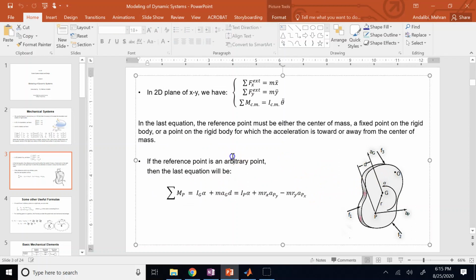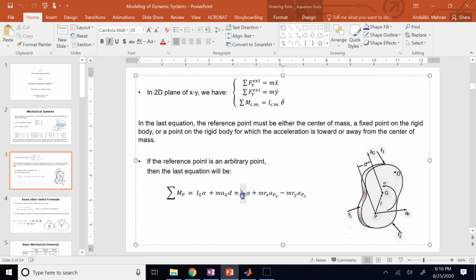These are just complementary material about what happens in the moment equation if your reference point for moment and moment of inertia is not the centroid. Can you choose any other point than the centroid and write your moment equation? The answer is yes. If P is a point on the rigid body with arbitrary acceleration and it's not the center of mass, then I can write the moment equation about point P instead of the centroid.